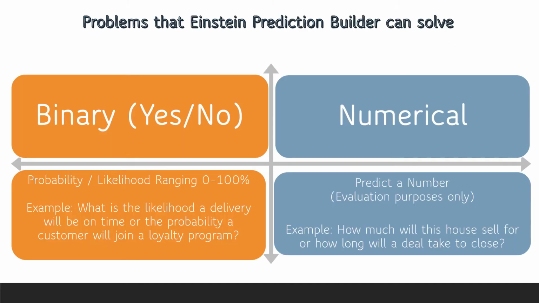Just a quick review of the type of problems that Einstein Prediction Builder can solve. Einstein predictions are intended for two main purposes: to make a binary yes or no prediction or a numerical prediction. Questions like, what is the likelihood of delivery will be on time? Or what is the probability a customer will join a loyalty program? Are examples of a yes-no question. Binary predictions are fully supported by Salesforce, and these yes-no questions are the type of questions you'll be wanting to use for a next best action strategy implementation.